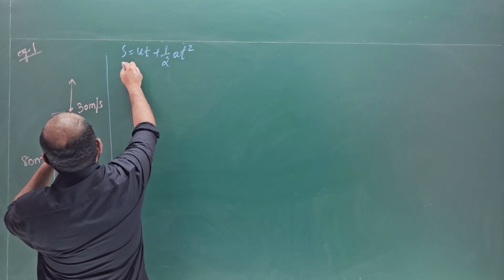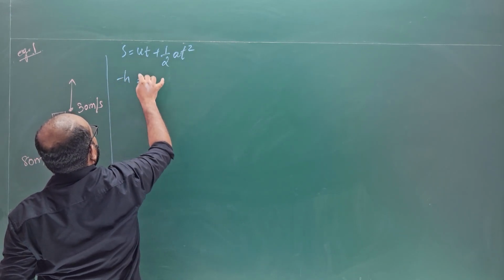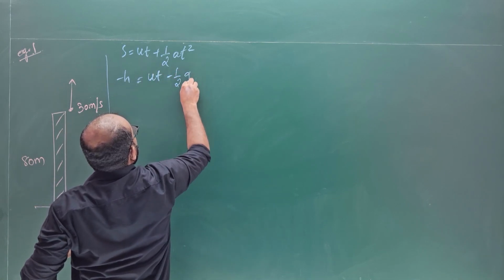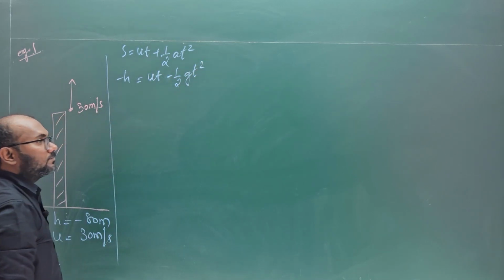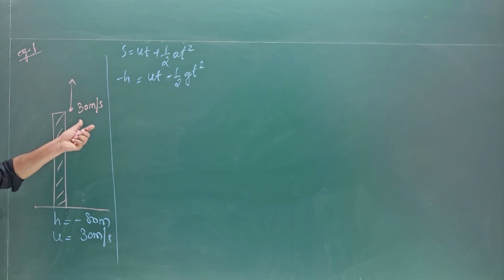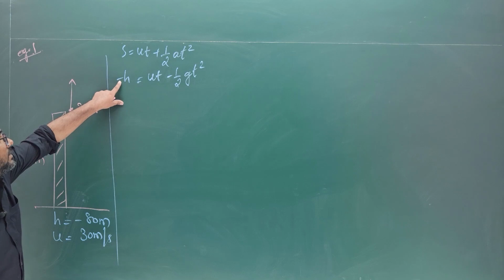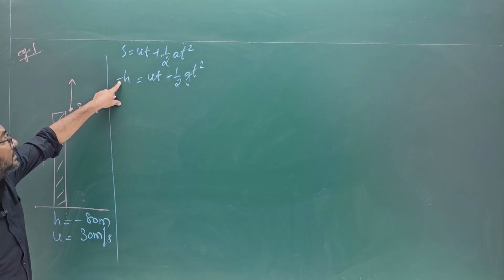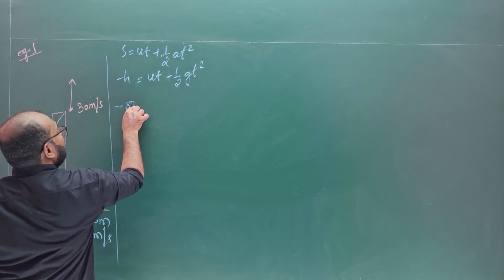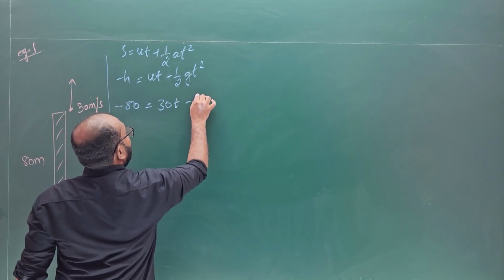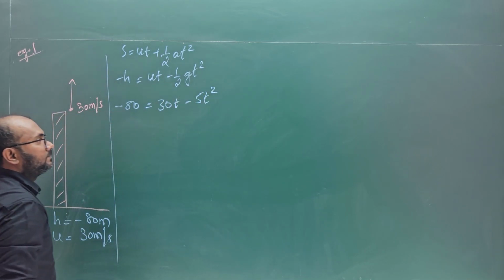Now, S is minus h, which equals U positive, so positive, minus half gt square. Just I substituted the values. Already I have written minus, so don't confuse and write minus again. Height is 80, already written with the sign. So minus 80 equals initial velocity, that is 30t, minus, can I write 5t square?